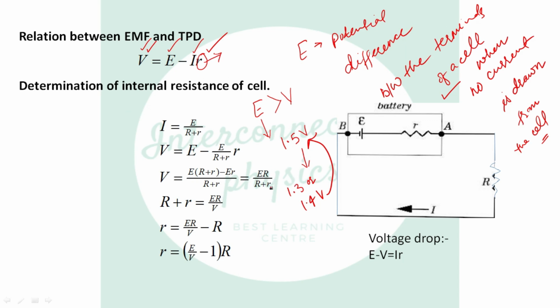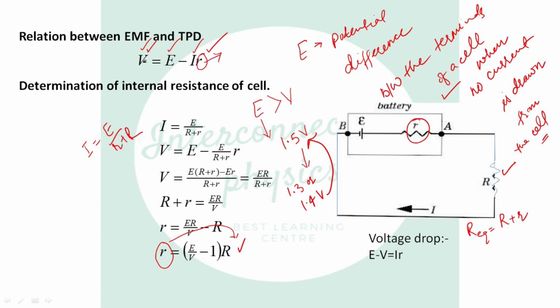And what is the relation between internal resistance of the cell and external resistance which is used in the circuit? So internal resistance r is equal to (E divided by V minus 1) into R. How do we calculate it? We know in this circuit I equals EMF divided by total resistance. What is total resistance? This internal resistance of the cell and this external resistance of the circuit, both are in series, and when resistances are in series, total resistance is R plus r. Okay. So R plus r.